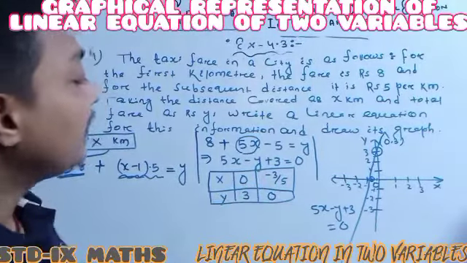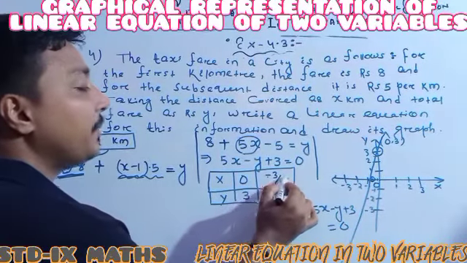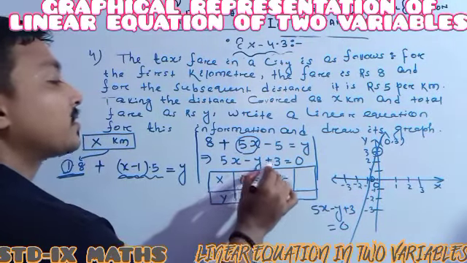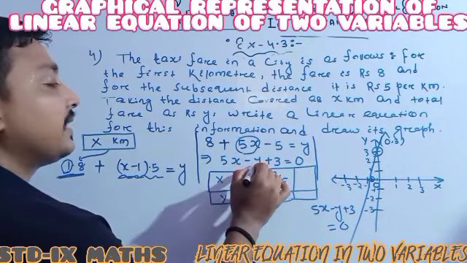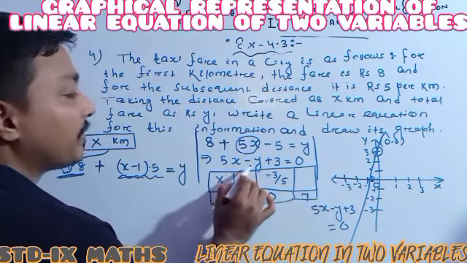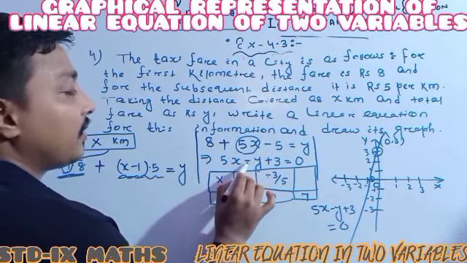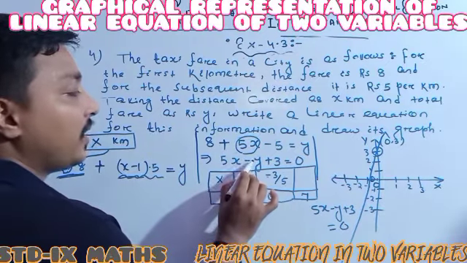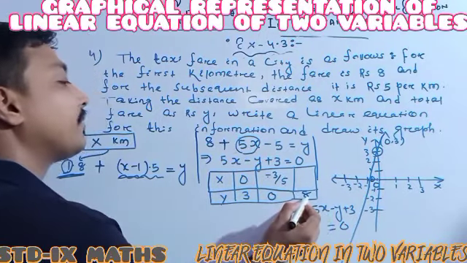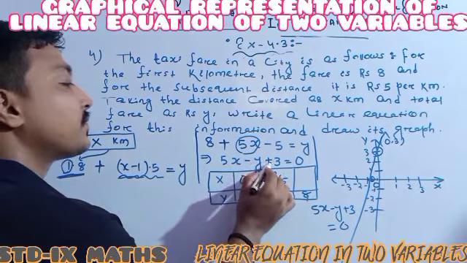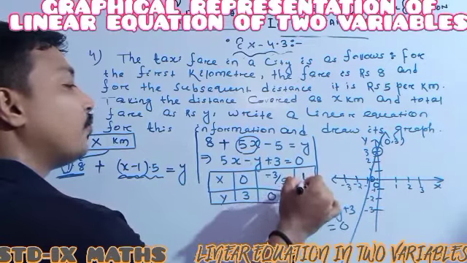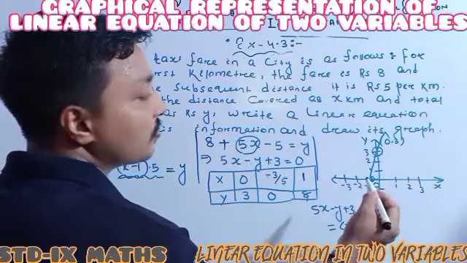If you feel uncomfortable putting minus 3 by 5, you can also put another value, which will be better. Suppose I put y equal to 8, so that you get a whole number. Whenever I put 8, minus 8 plus 3 is equal to minus 5, so 5x is equal to 5, x is equal to 1. So one can also find 1, 8 as one of the solutions.